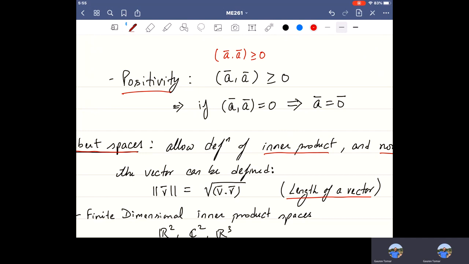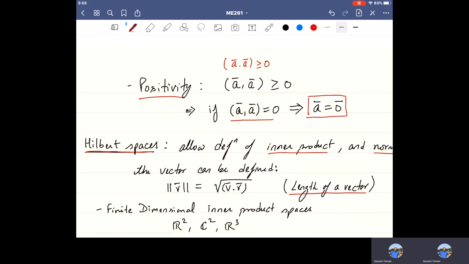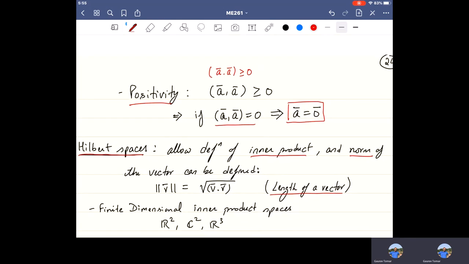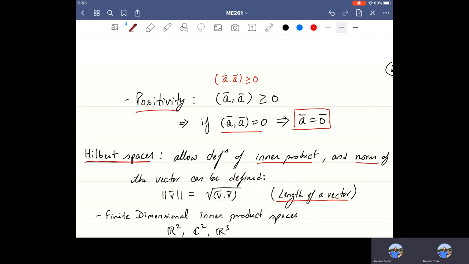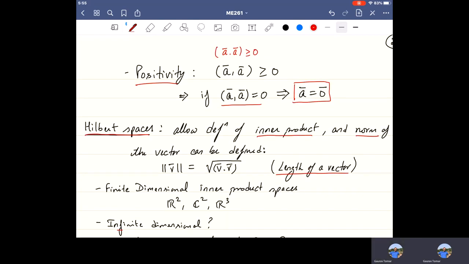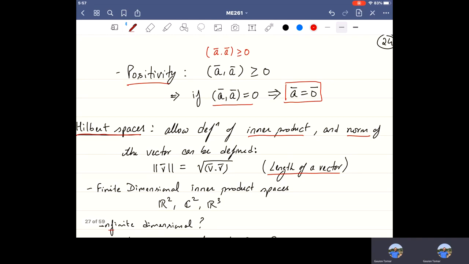So what if you end up getting A dot A equal to 0? This implies only one thing, that the vector A is nothing but the 0 vector. Now there are some special spaces that you would encounter when you go through some linear algebra material or during your research. There's something called Hilbert spaces. Hilbert spaces are those vector spaces that allow definition of inner product and norm of the vector space.